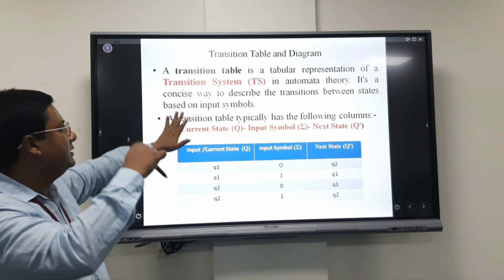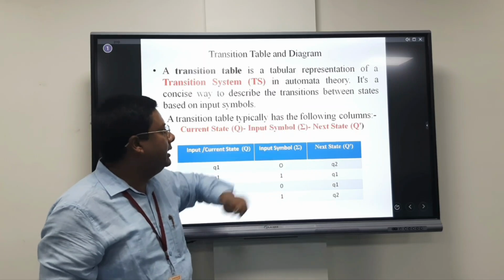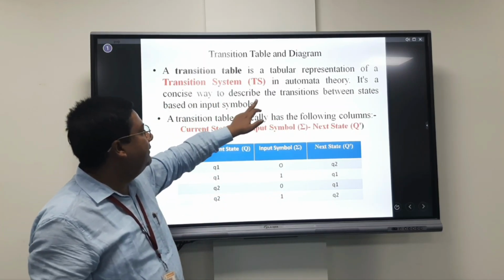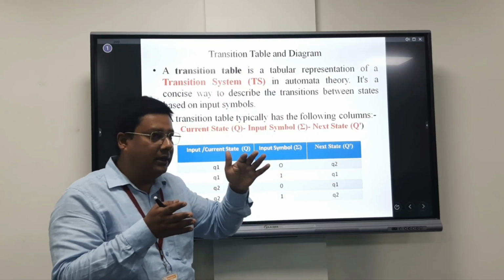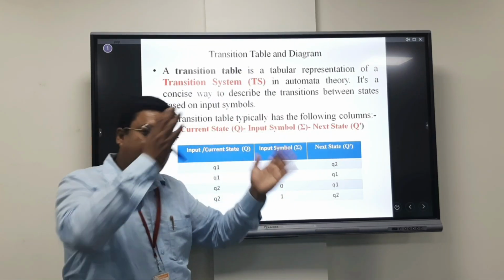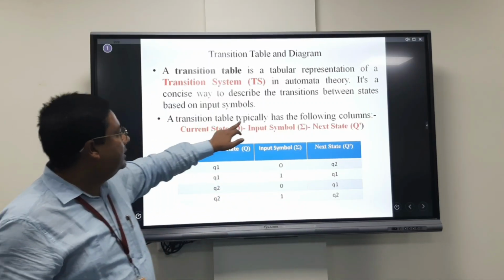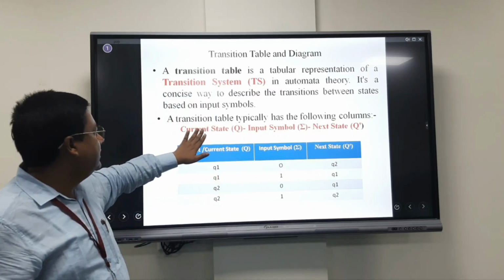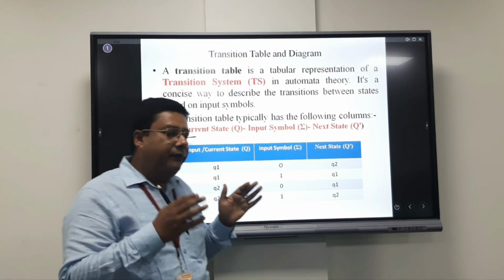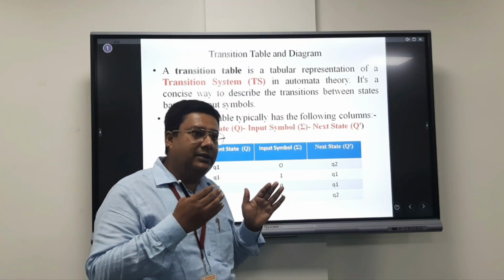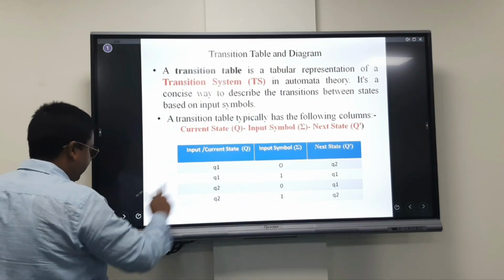So now come to the definition part. A transition table is a tabular representation of a transition system in automata theory. It is a concise way to describe the transitions between the states based on the input symbol. There is a transition from one state to another state, and this is the table representation. The table typically has the following columns: the current state, input symbol, and the next state. Now, if we want to represent this transition table as a transition diagram, we just convert the table into a diagram.